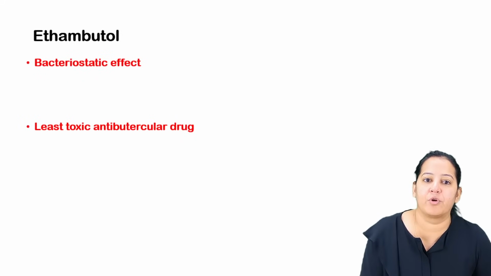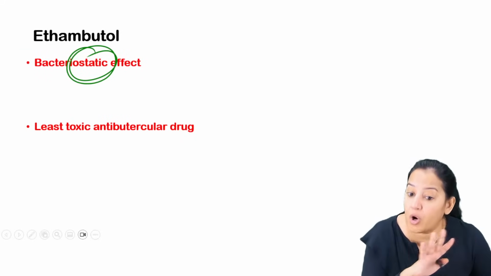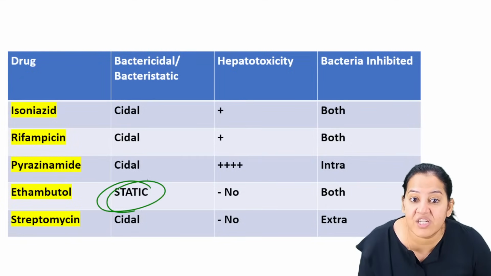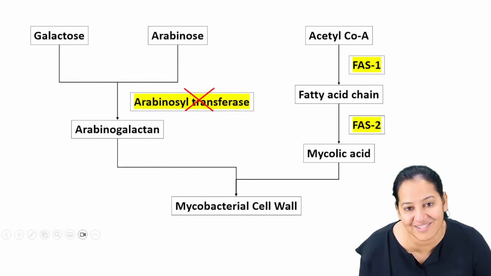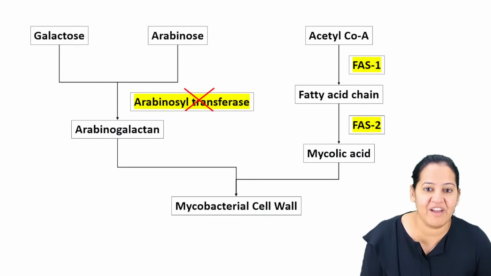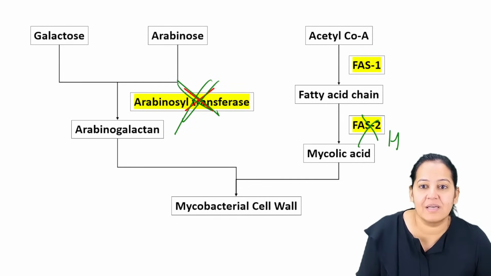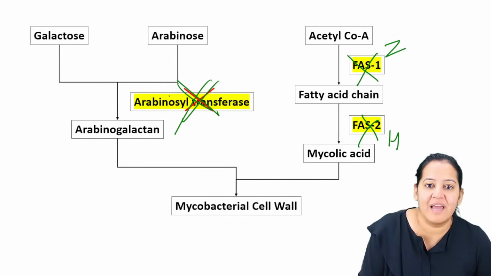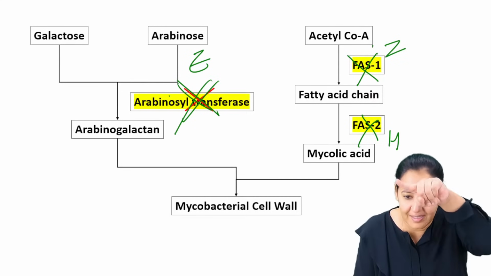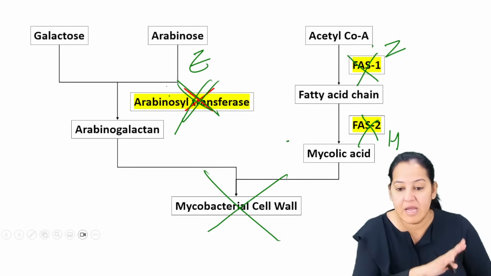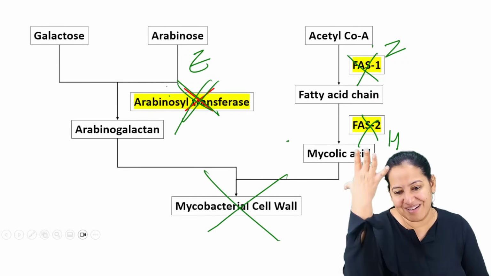The next is ethambutol. This one is only static. Rest all are Sidal. This one is only static. A question comes on this, so please learn. What is the mechanism of action? It inhibits arabinosyl transferase. The H was inhibiting this, the Z was inhibiting this, and E is inhibiting this. Ultimately, the cell wall will not form. If the cell wall will not form, the bacteria will burst and die.